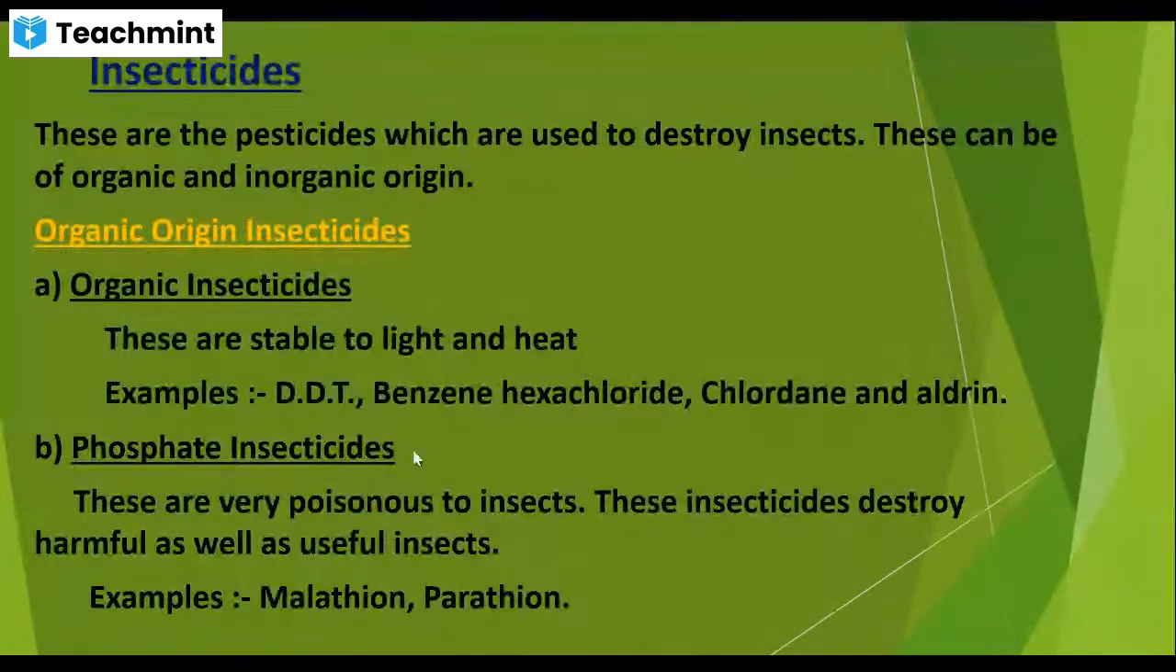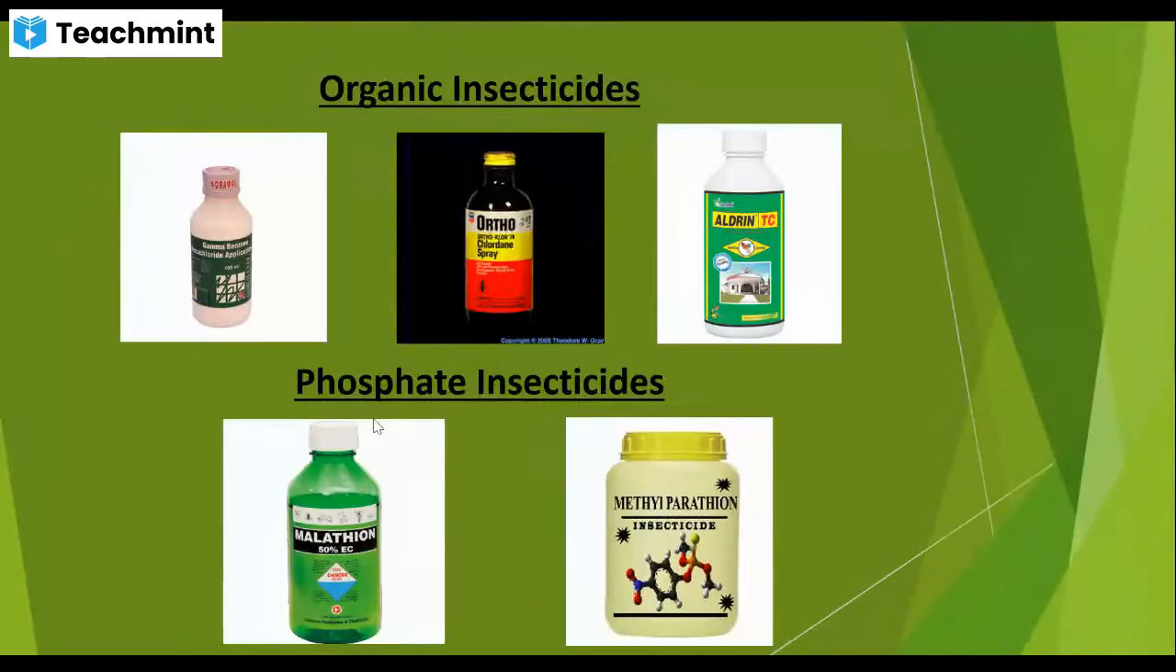The next one is phosphate insecticides. These are very poisonous to insects. Here you can see malathion and parathion. These two are the phosphate insecticides. They are very poisonous to insects. They can kill harmful as well as useful insects.